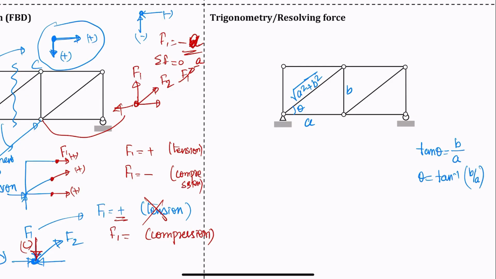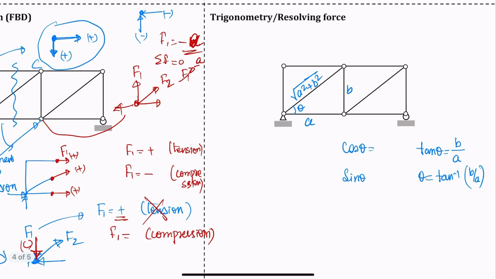And why do you want to know this? It is so that we can find cos theta and sine theta. If you already know the theta, then you can just use cos theta. But if you want to use Pythagoras or trigonometry, then you can say cos theta is a over c, let's say this is c, and sine theta will be b over c. Okay, so that is the trigonometry skill that you need to know when analyzing the structure, that truss.